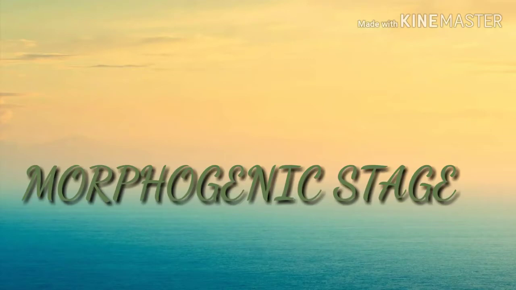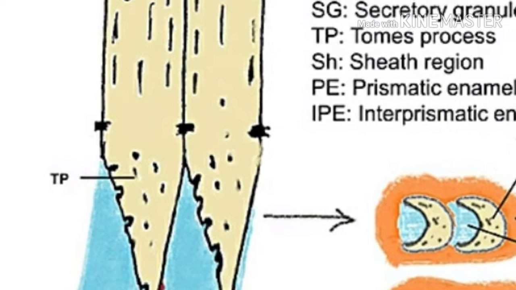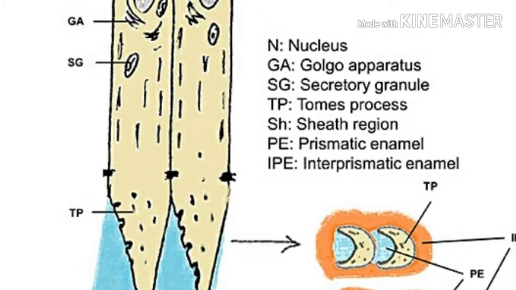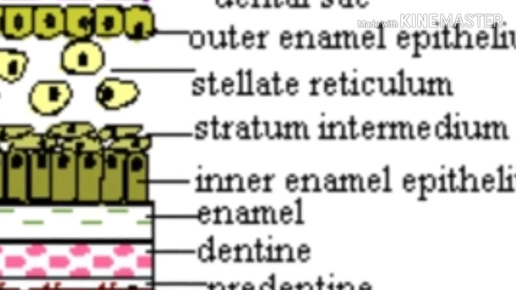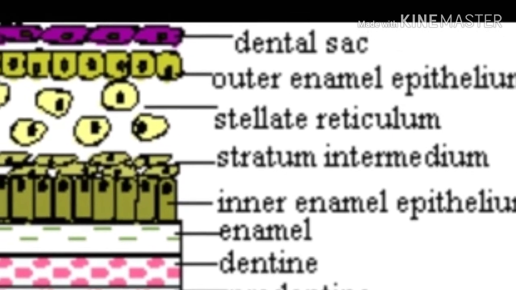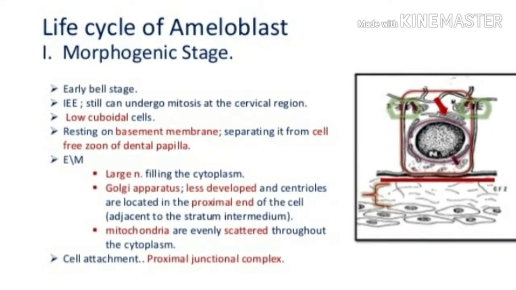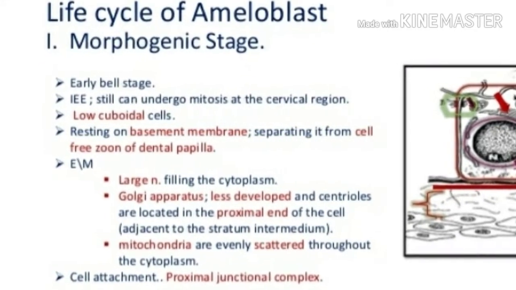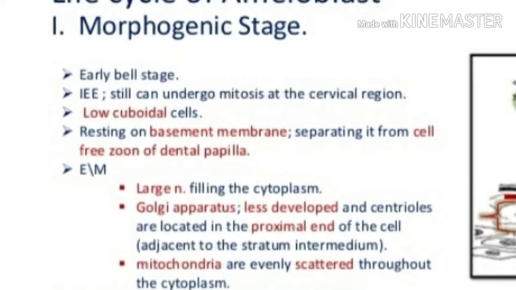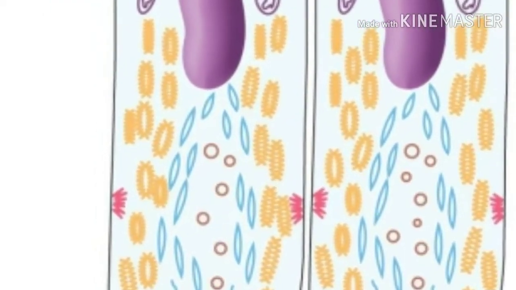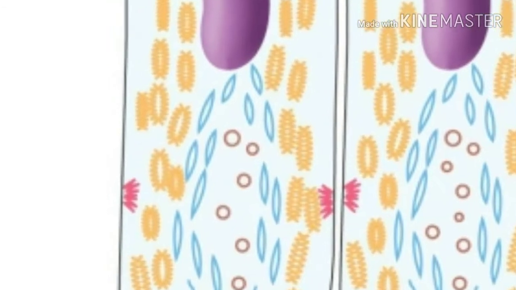Stage number 1, the morphogenic stage. Before the ameloblasts are fully differentiated and produce enamel, they interact with the adjacent mesenchymal cells, determining the shape of the dentino-enamel junction and the crown. During this morphogenic stage, the cells are short and columnar, with large oval nuclei that almost fill the cell body. The Golgi apparatus and the centrioles are located in the proximal end of the cell, whereas the mitochondria are evenly dispersed throughout the cytoplasm.